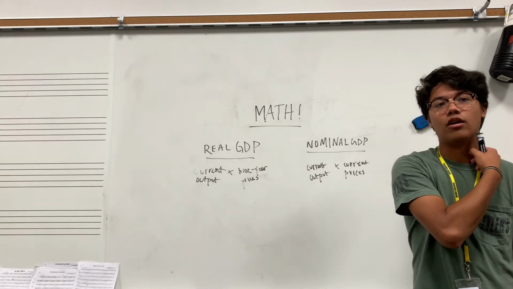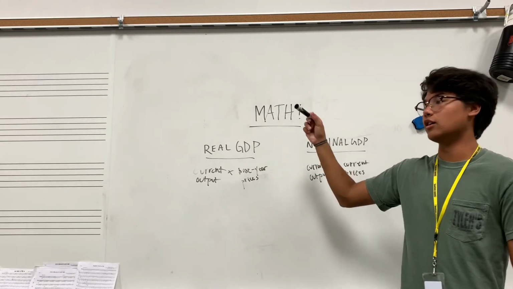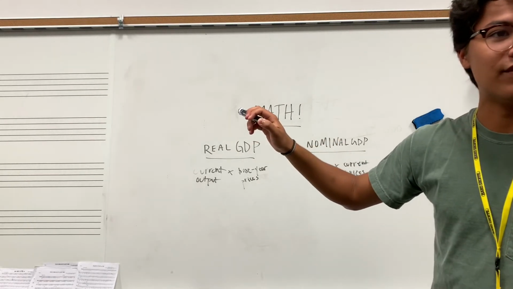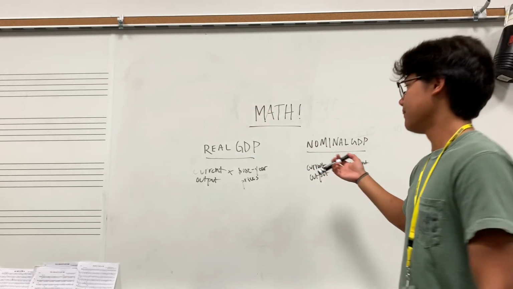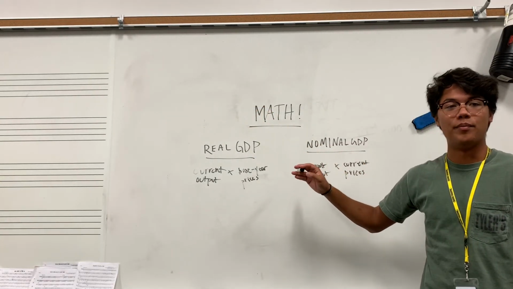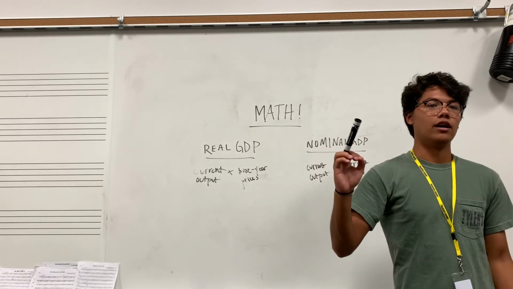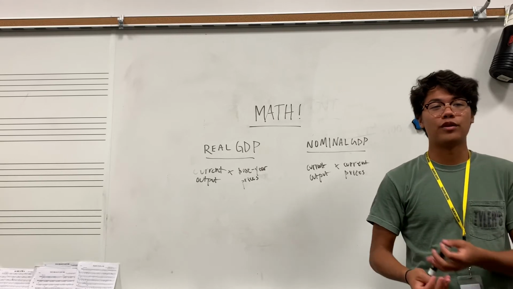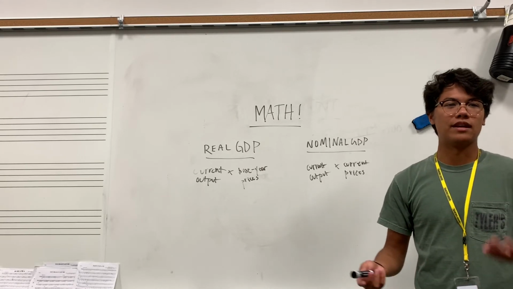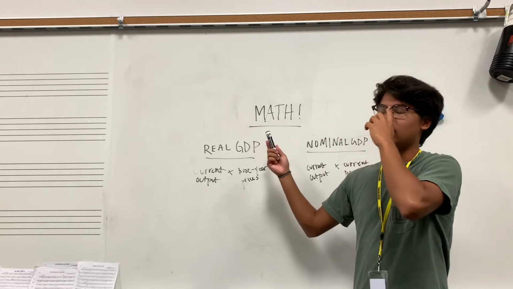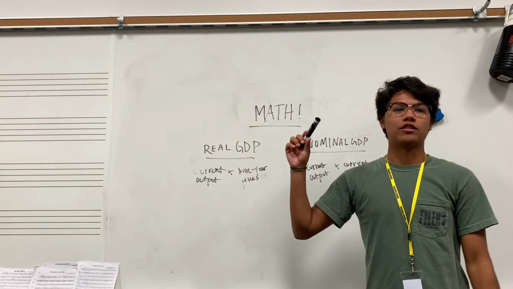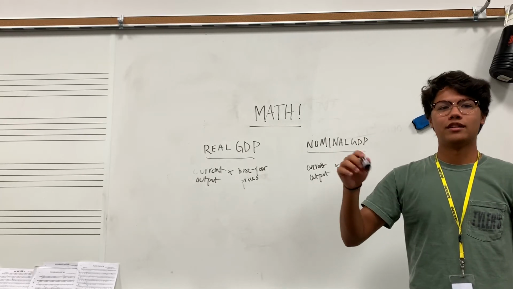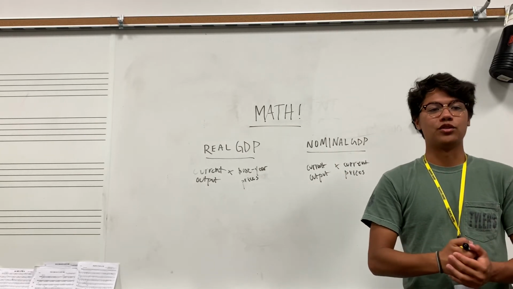It's a specific year's GDP divided by the base year's GDP times 100, and that calculates our inflation. And then we also have our inflation rate formula, which is basically the same thing. It is consumer price index of year 2 minus consumer price index of year 1, divided by consumer price index of year 1, times 100, and that gives us our inflation rate.